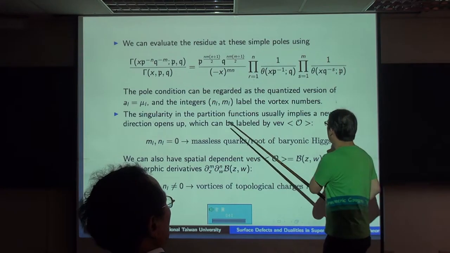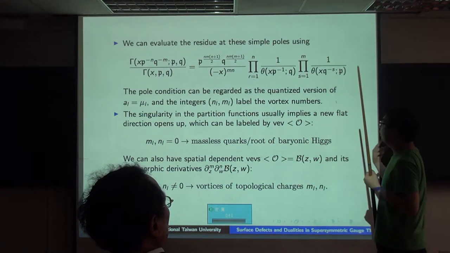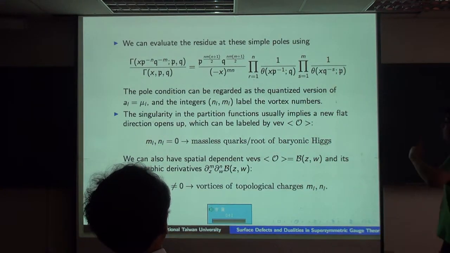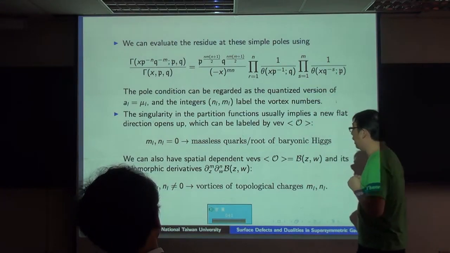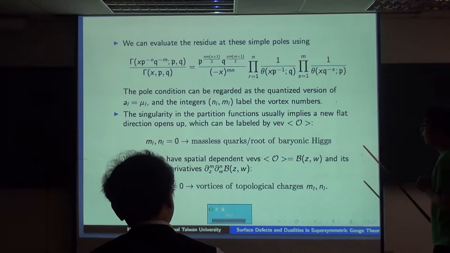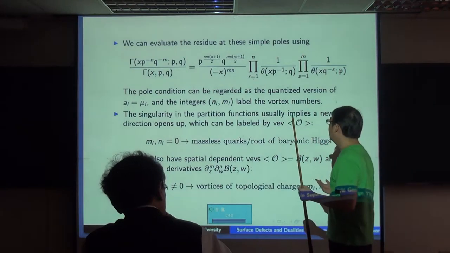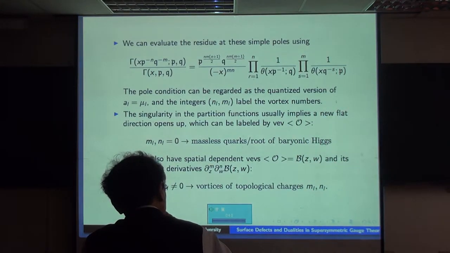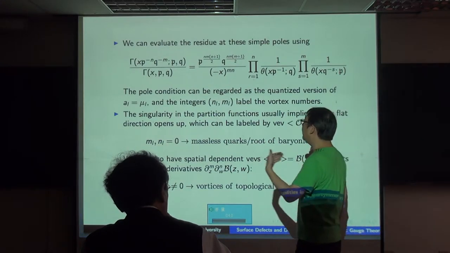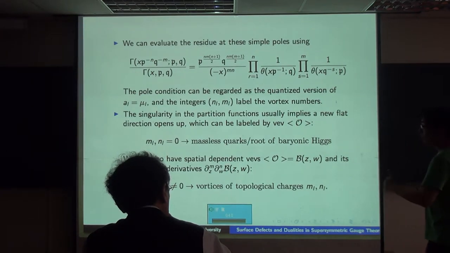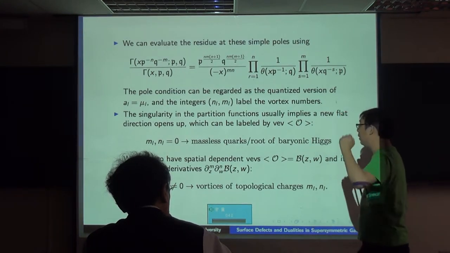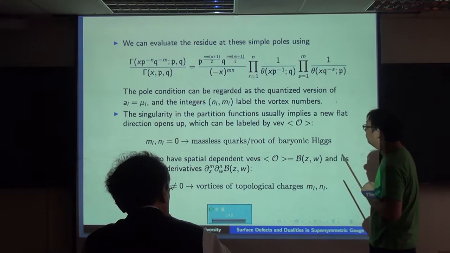Well, they can really be regarded as a kind of quantized version of this root of Baryon-Higgs condition I was mentioning earlier. And if you recall what I was saying just now, it's basically where the additional flat direction is opening up, there are additional light states in your theory that will basically create a singularity in this partition function you are calculating.